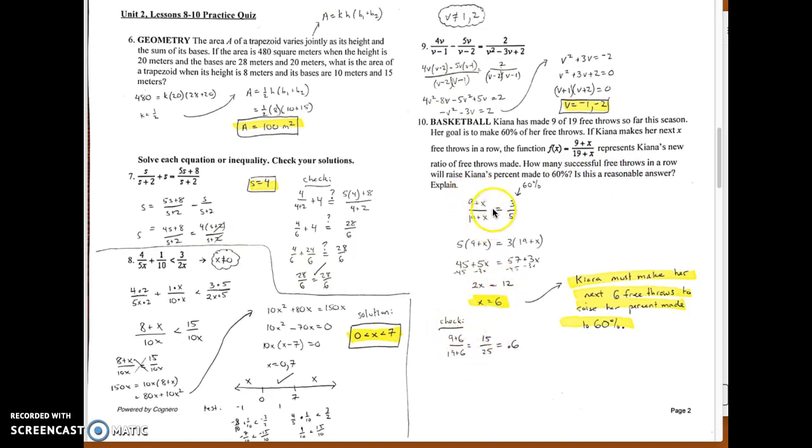6 plugged into this thing would give you 9 plus 6 over 19 plus 6. 9 plus 6 is 15. 19 plus 6 is 25. 15 divided by 25 is 0.6, which is the 60% we were looking for. So yeah, the answer was reasonable because it makes sense. So then I just said, as a sentence, Kiana must make her next 6 free throws to raise her percent made to 60%.